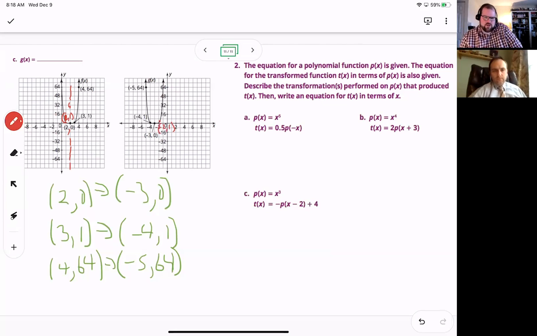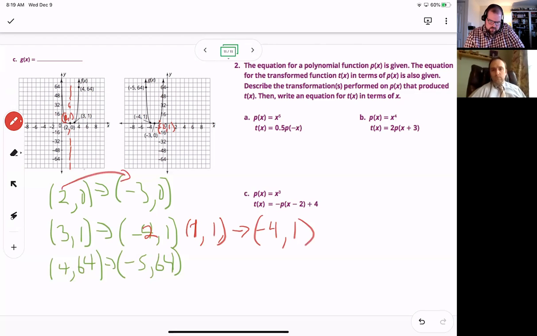That makes it a little bit easier for us to see that you could consider this not 3, 1 to negative 4, 1, but rather 3, 1 to negative 2, 1, and 1, 1 to negative 4, 1. And if we do that, then all of these have the same translation, which is moving 5 units to the left.